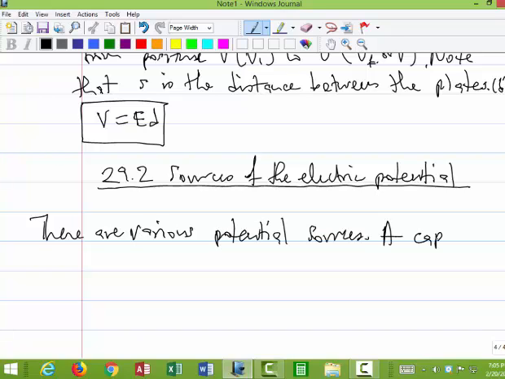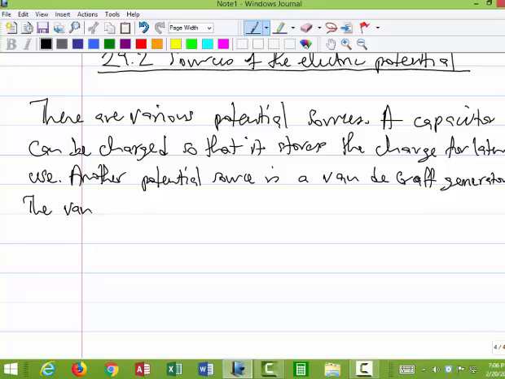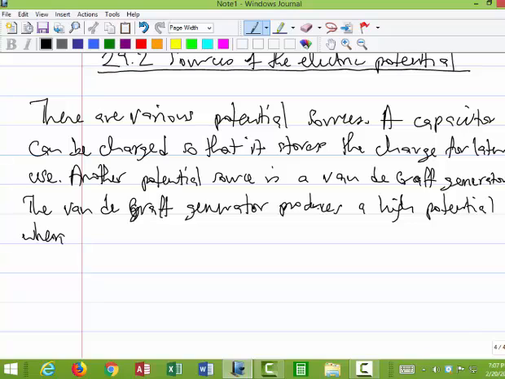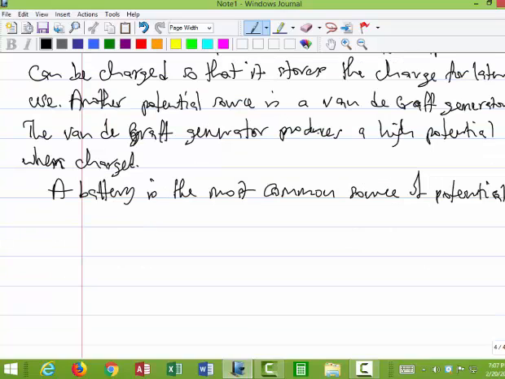You can say that the capacitor can be charged so that it stores the charge for later use. Another source of potential is a Van de Graaff generator. You can say that a Van de Graaff generator produces a high voltage or high potential when charged, and then we can say that a battery is the most common source of potential. So let's first consider the capacitor.